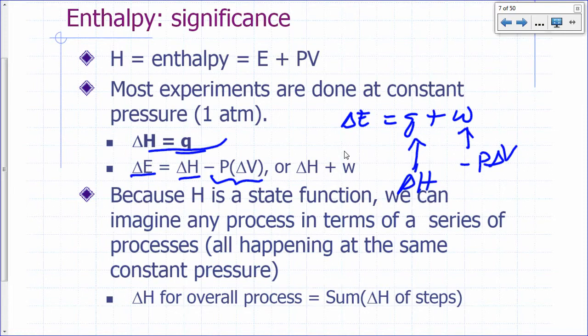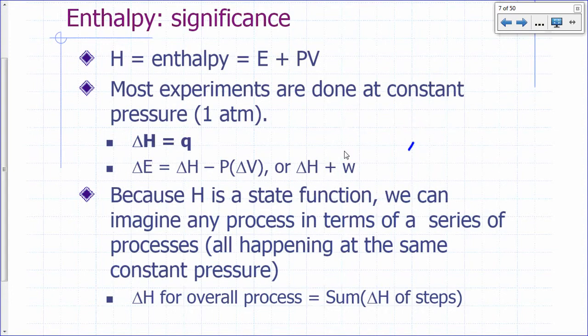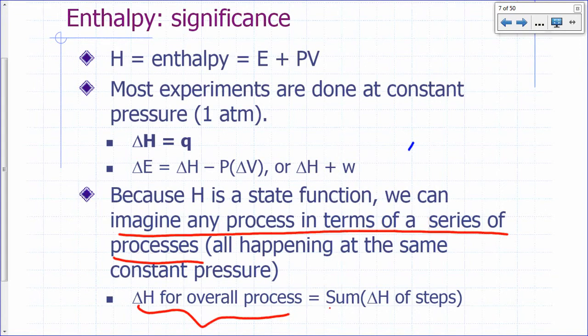Now, because H is a state function, we can imagine any process in terms of a series of processes all happening at the same constant pressure, and the delta H for the overall process would just be the sum of the delta H for the individual steps.